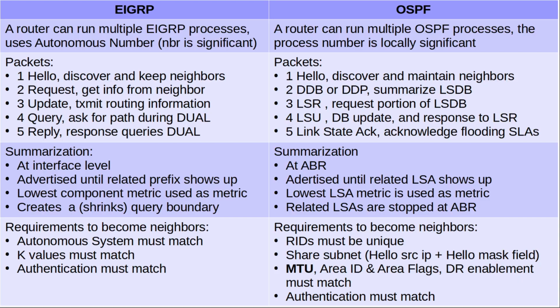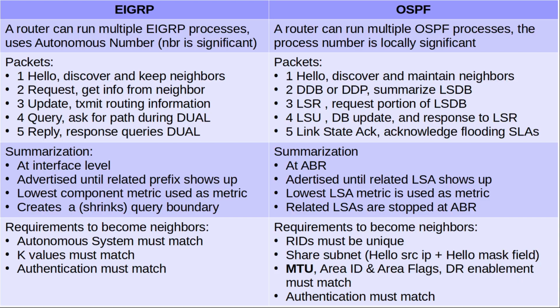Those are the packets for EIGRP: hello, request, update, query, and reply. OSPF uses hello, database description, link state request, link state update, and link state acknowledgment. Regarding summarization, you can summarize with EIGRP at any router on any interface, whereas in OSPF you can only summarize at the ABRs, which are the routers that separate areas.